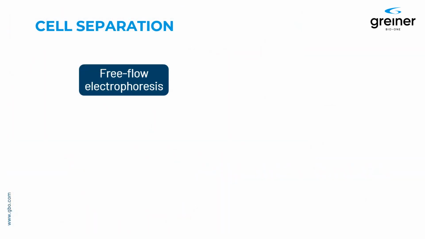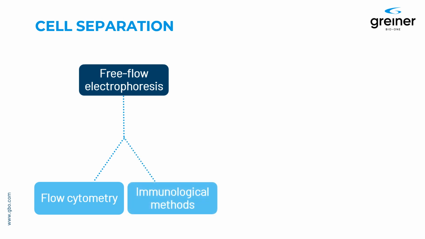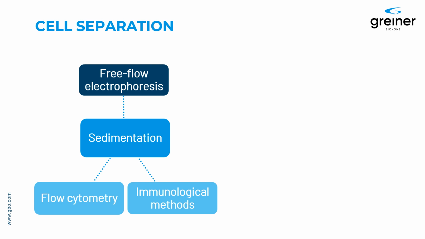There are many ways to get access to single components out of a complex mixture of cells. Free-flow electrophoresis is a rather old-fashioned method for the use with cells that was superseded by flow cytometry. Immunological methods include panning and the use of immunomagnetic beads. One of the most powerful methods for genomics, proteomics, and cell biology is the separation of particles by sedimentation using centrifugation.